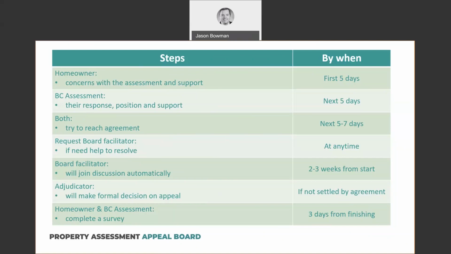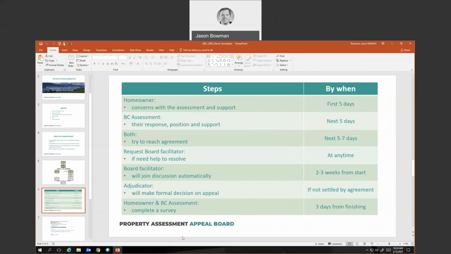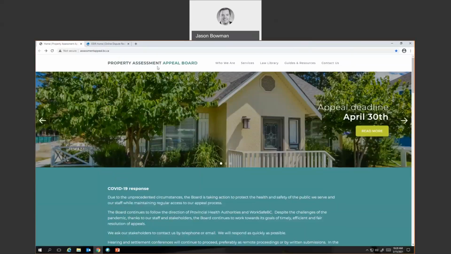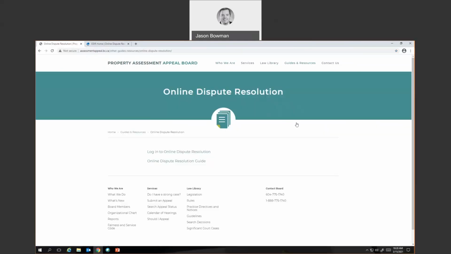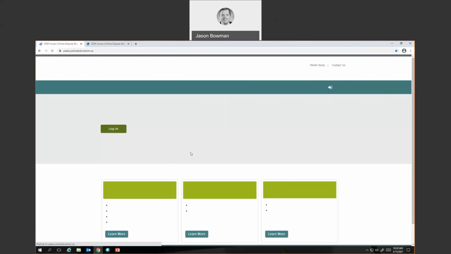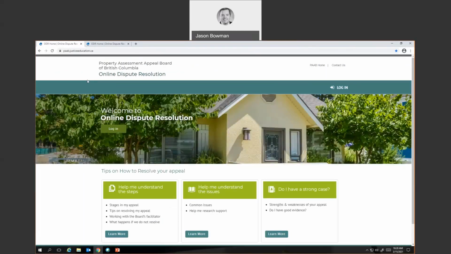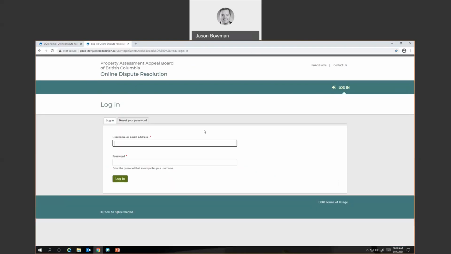So let's go in and have a look and log into the system. The best way to get into the system is through our website, assessmentappeal.bc.ca. And under Guides and Resources, you can go into the Online Dispute Resolution login portal. And when we do send you your login credentials, we will send you a link to this website as well. So this is the login page. And I'm just going to go ahead and log in with a fictitious account that we've made so we can demonstrate the features of the platform to you.